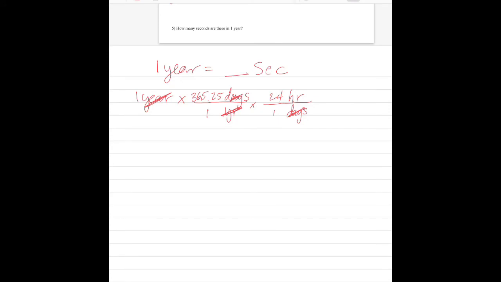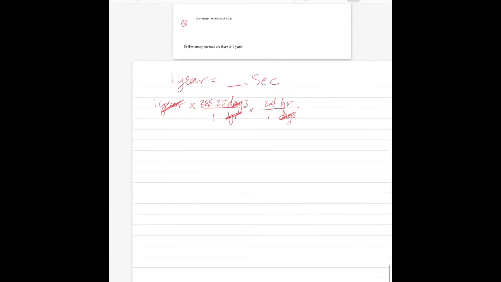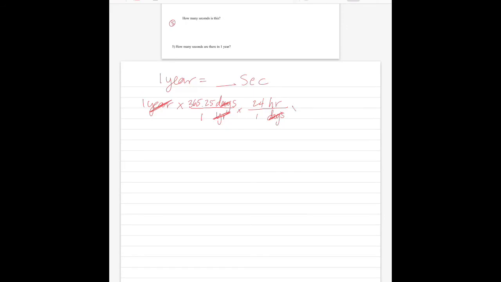But remember, I need to get to seconds. So let's do the next step down. Hours on the bottom, minutes on the top. 60 minutes is 1 hour. Cancel hours and minutes. Still got to get to seconds. We're almost there. Minutes on the bottom, seconds on the top. 60 seconds is 1 minute. Minutes cancel. Now, if you looked, every single unit canceled except for seconds. That is exactly what I wanted. That's how you check yourself, is do they cancel.